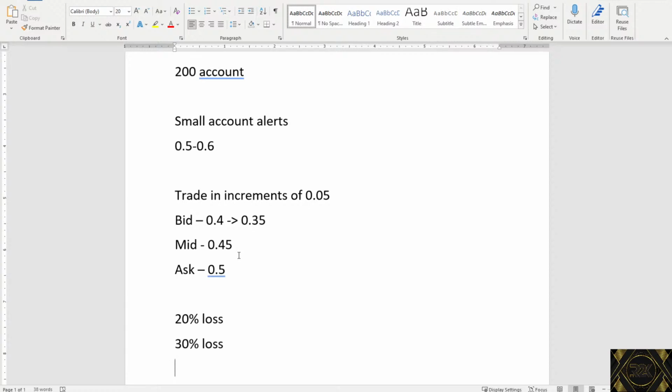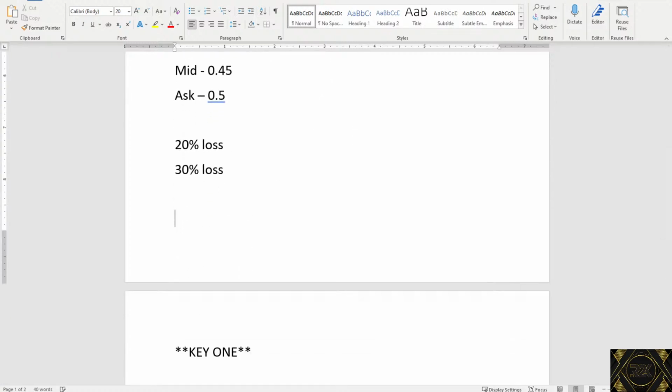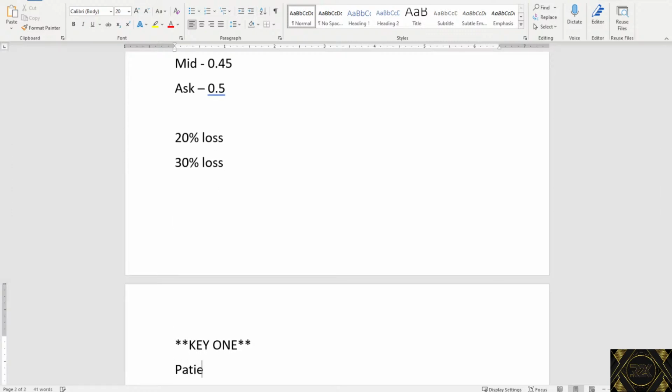But if you're starting with anything under 500, it's going to be a little bit more difficult to find alerts. And the one thing you don't want to do is have 300 something in your account and then end up using 200 on a play or 250. You want to make sure that you're keeping your risk proportional. Another thing you can do, and this is what really helped me grow my account, so this is a key one: when it comes to these small accounts, patience is key. They're not going to grow overnight. That's kind of unrealistic. So patience is key.